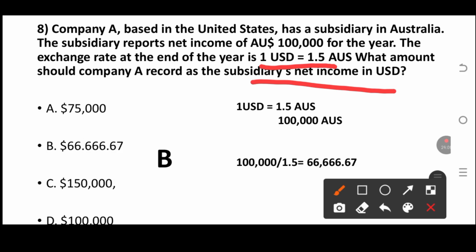This is basically about exchanging currencies, and the exchange rate at the end of the year was given as 1.5 AUD equals 1 USD. So we simply have to change 100,000 Australian dollars to USD. It is all about dividing 100,000 by 1.5.